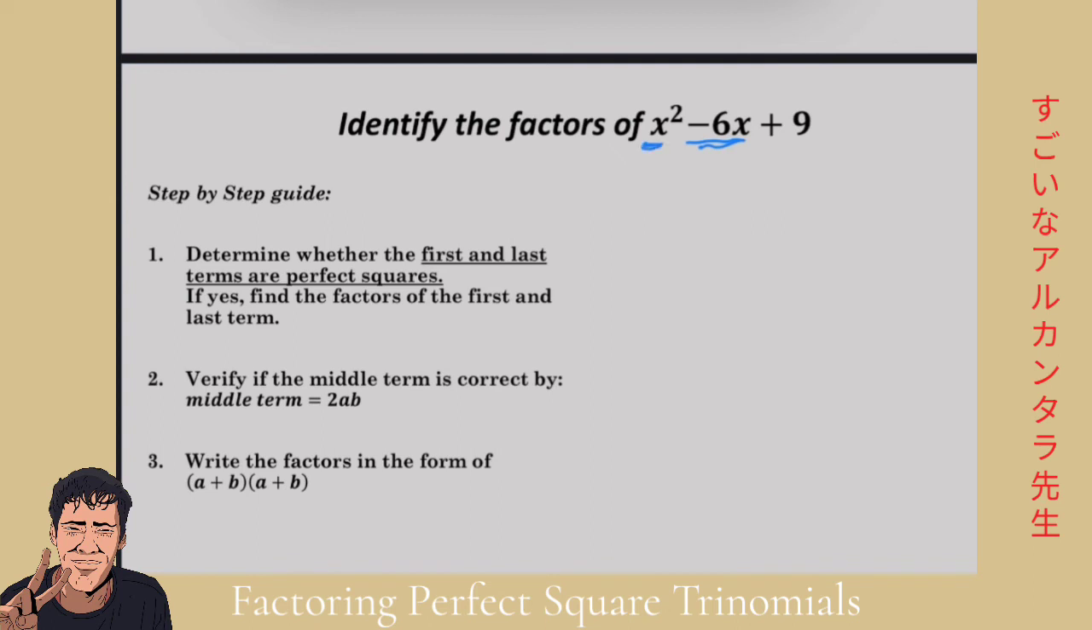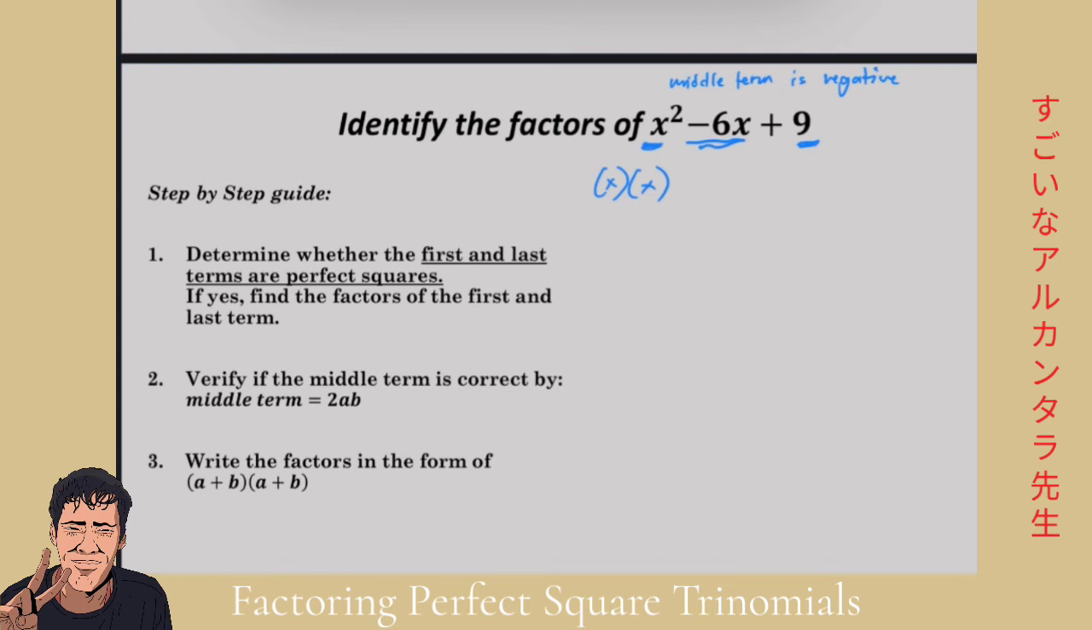That's a perfect square. 9 is also a perfect square. Since x squared can be factored as x times x, how about for 9? Now the dilemma is the middle term is negative. But don't panic. Remember what we have discussed. That 9, a perfect square, can have two versions of factors, the positive and the negative.